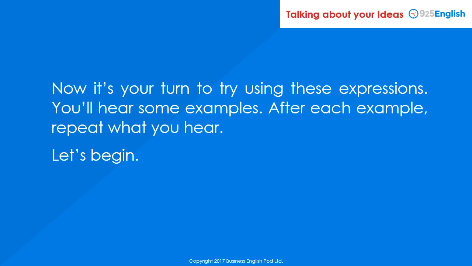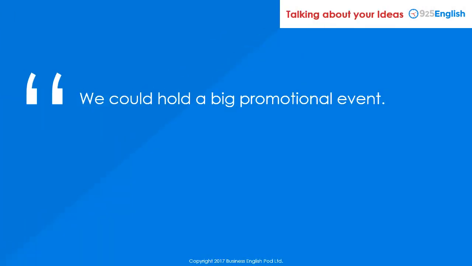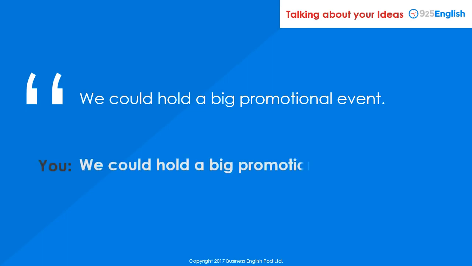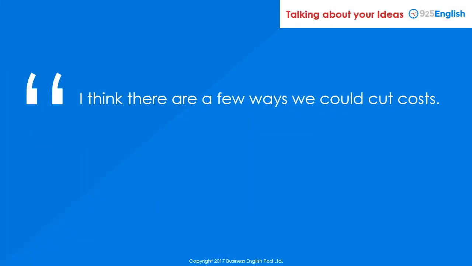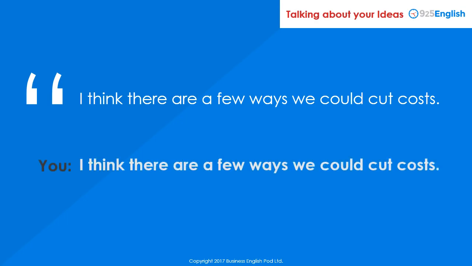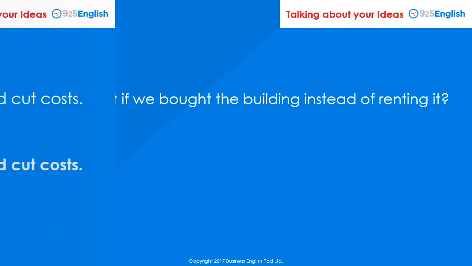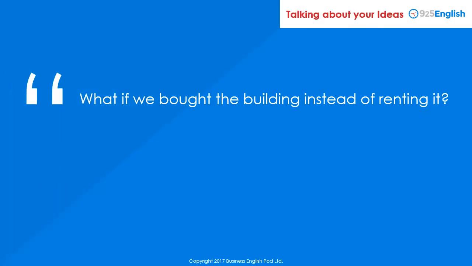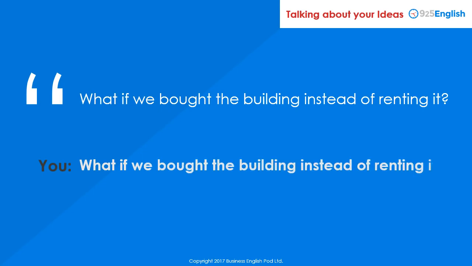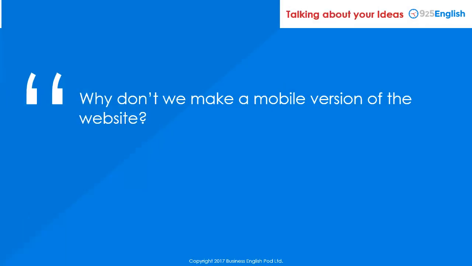Let's begin. We could hold a big promotional event. I think there are a few ways we could cut costs. What if we bought the building instead of renting it? Why don't we make a mobile version of the website?